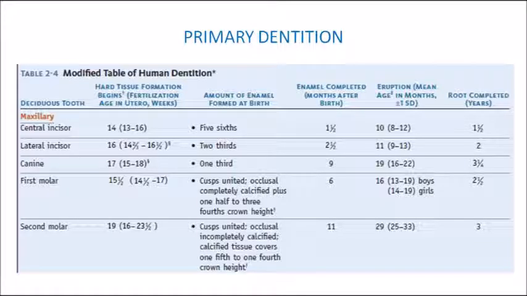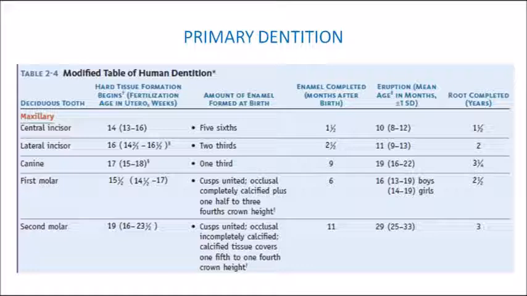So, this is a table which summarizes the major milestones or landmarks in the development of the primary dentition. We are dealing with the upper arch first. We have already seen that the initial calcification of the primary dentition begins around 13 to 16 weeks post fertilization, and by 18 to 20 weeks, all the primary teeth have begun to calcify.